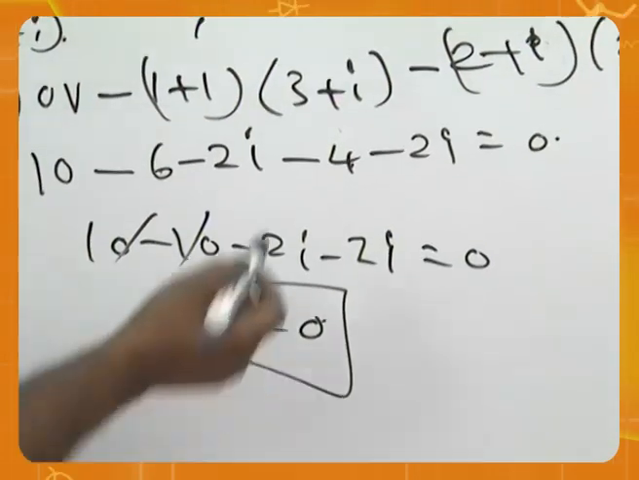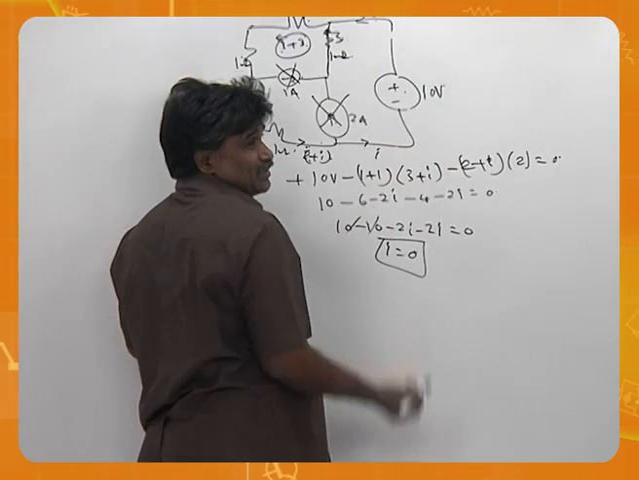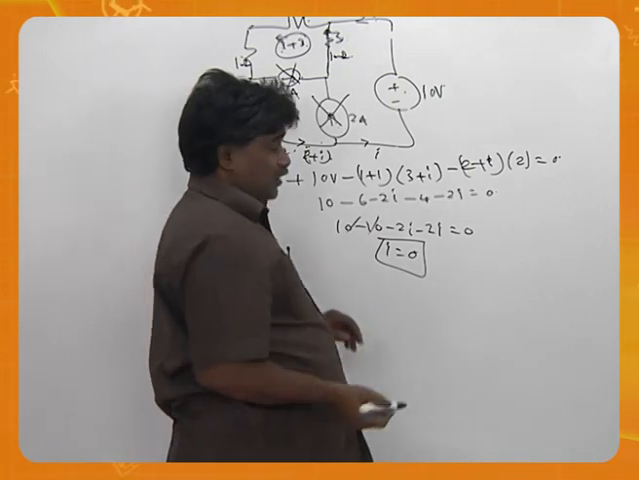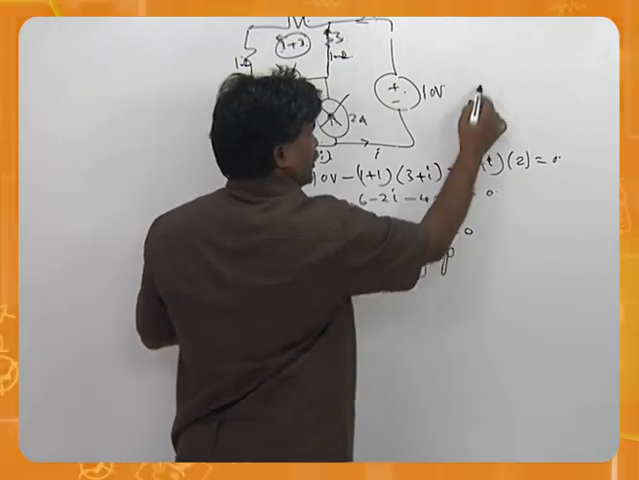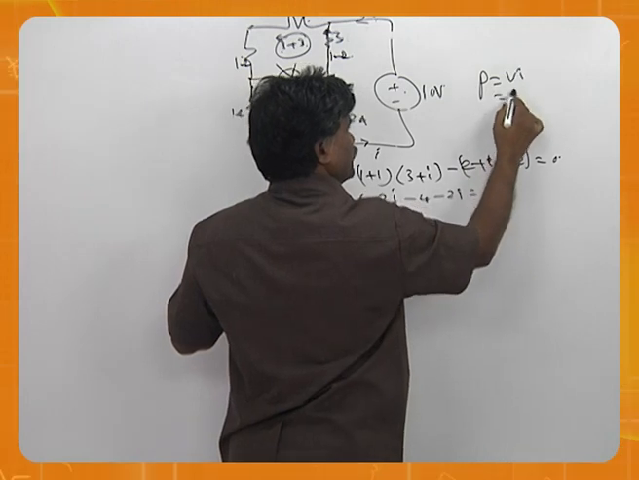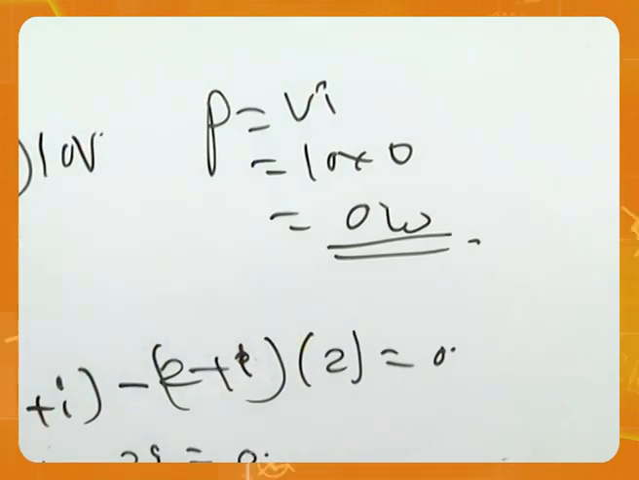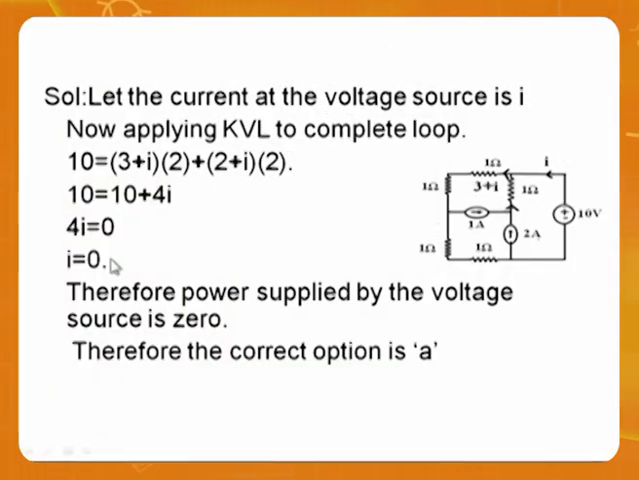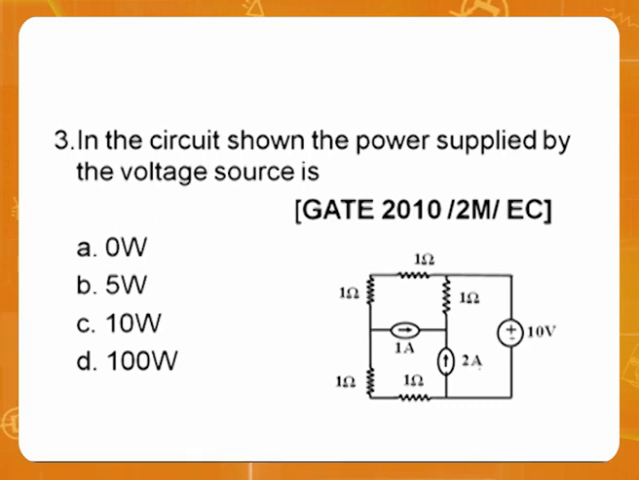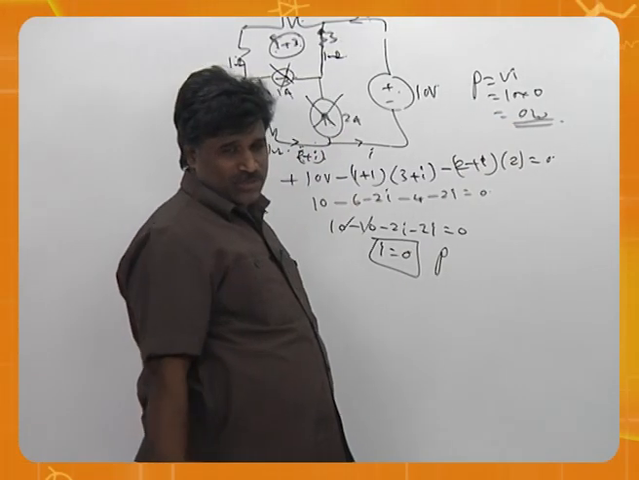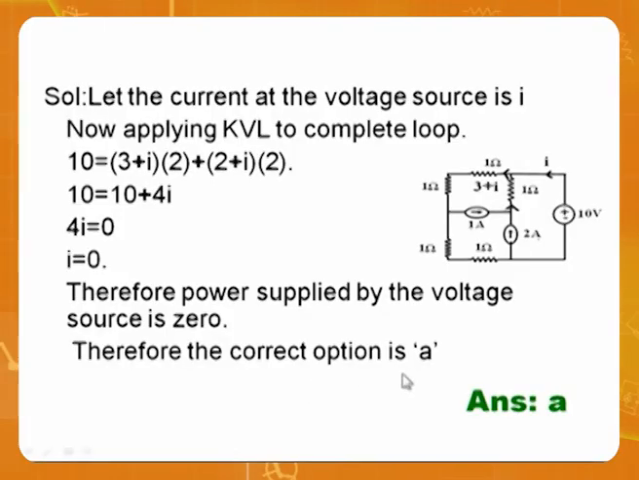If I is equal to 0, what is the total power supplied by this? Power is generally V into I. Therefore 10 into 0 is 0. Therefore that is our option, option A. What is option A? If you go back and see the question, 0. So the total power supplied by the source is 0 because the current is 0 here. This is how you can solve.